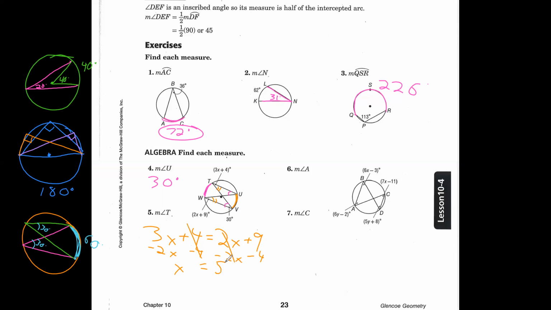Have you done this part already? No. 3, 4.